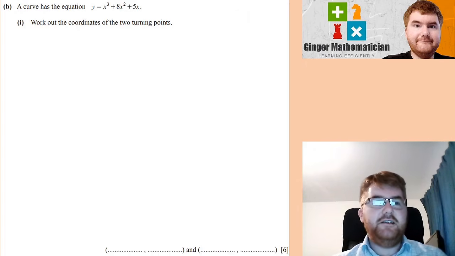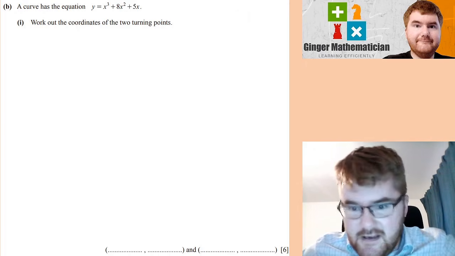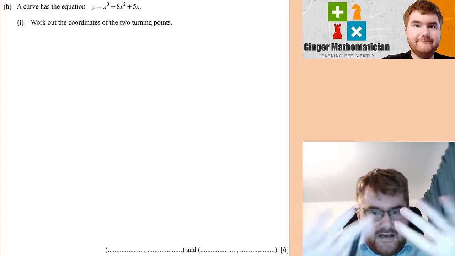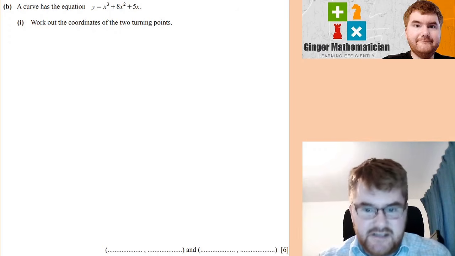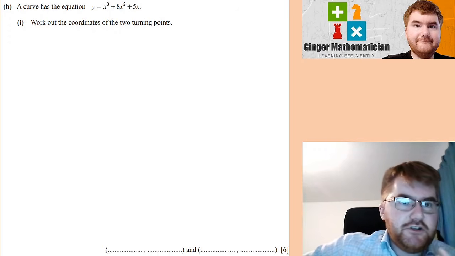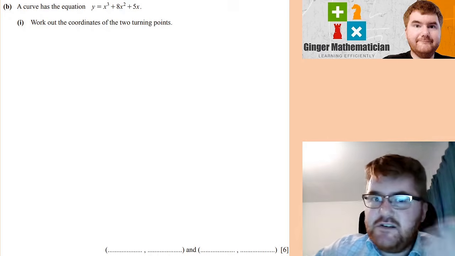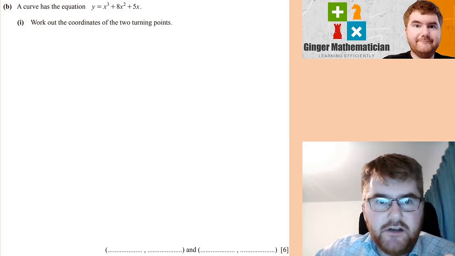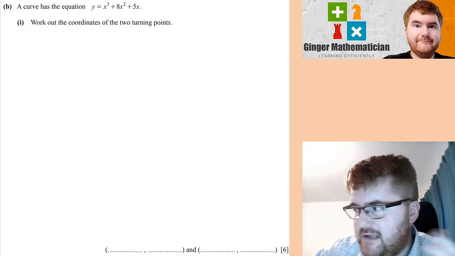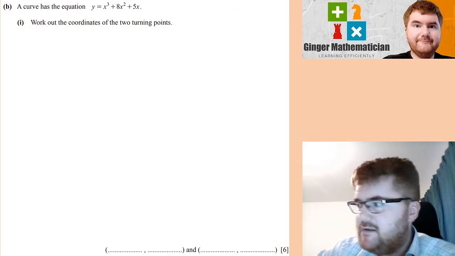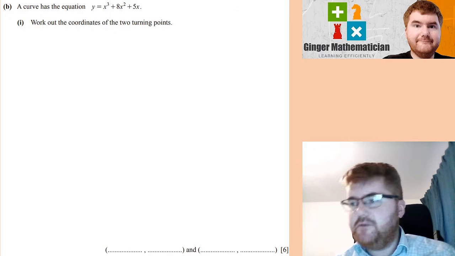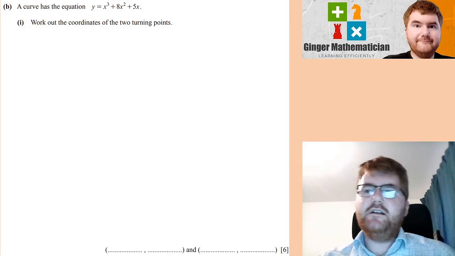So this one is a very intimidating looking question. You just have one big space of white, and for 6 marks, they give you an equation, a cubic this time, and you just need to work out the coordinates of the 2 turning points. This was right towards the end of one of the papers I looked at. So we use all the skills that we built up so far to work this out.